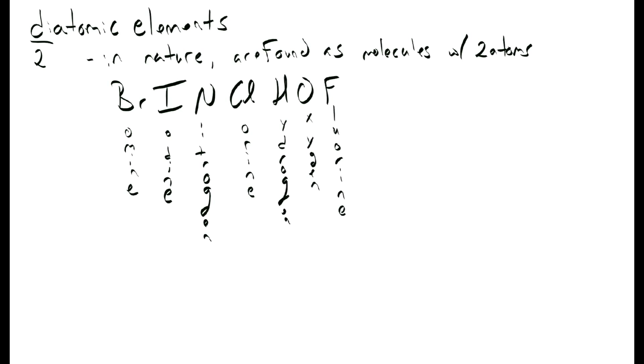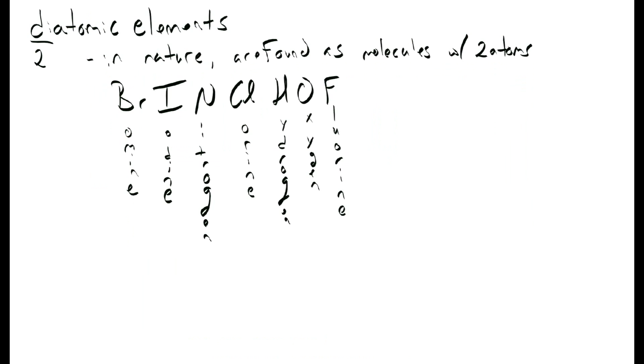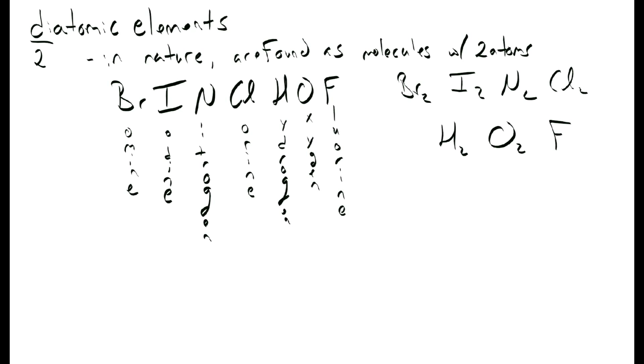If you look at a periodic table, you'll notice that these guys are all over on the right-hand side of the periodic table, with the exception of hydrogen. Hydrogen is over here on the left. But sometimes you'll notice on periodic tables they have it over here on the right next to helium. They have it in both places, I should say. But here, nitrogen, oxygen, fluorine, chlorine, bromine, and iodine. So these are your diatomic elements, the six and hydrogen. In nature, they're always found as a pair of atoms bound together. So it's always bromine, iodine, nitrogen, chlorine, hydrogen, oxygen, and fluorine.